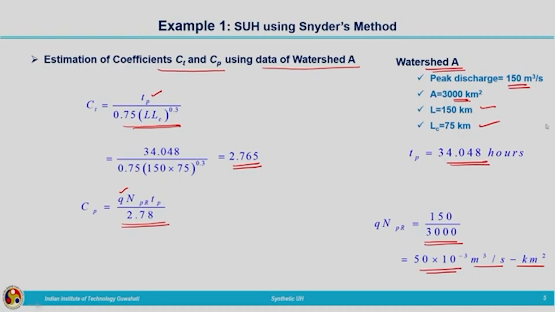Now, we can substitute here in order to calculate Cp. So, Cp can be calculated as 0.612. Now, we are with the coefficients Ct and Cp. These two coefficients, which are derived from the properties of the gauge catchment, can be utilized for deriving the hydrograph characteristics of the ungauged catchment.